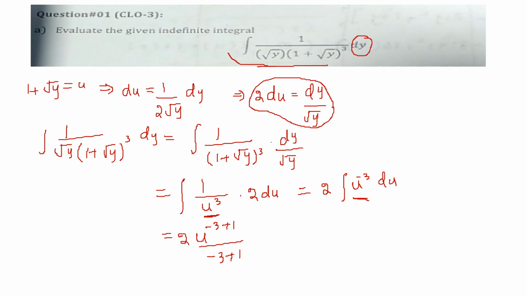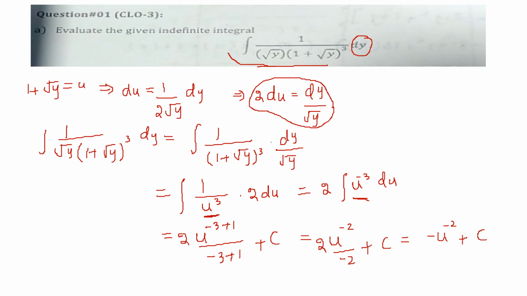Since the integral is indefinite, we need to introduce a constant of integration. Let's call it c. Simplifying this gives us 2 into u raised to the power minus 2 divided by minus 2 plus c, and the final term is minus u raised to the power minus 2 plus c.